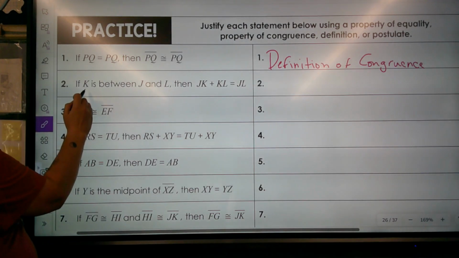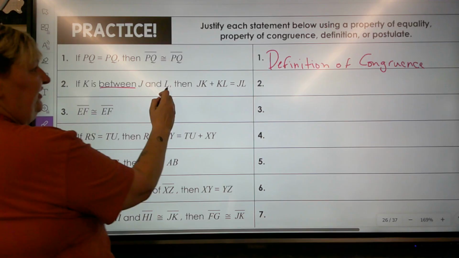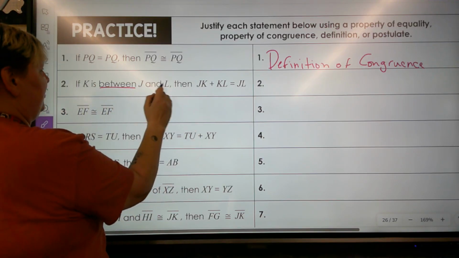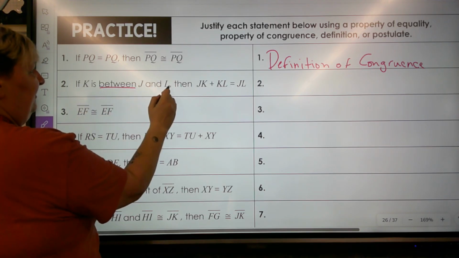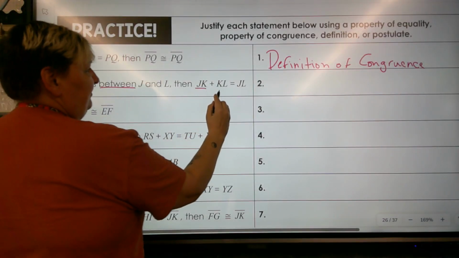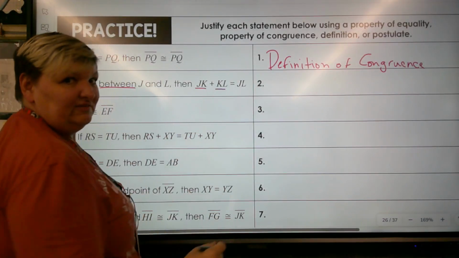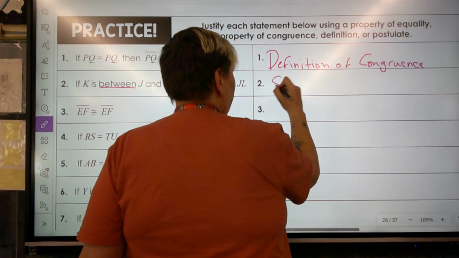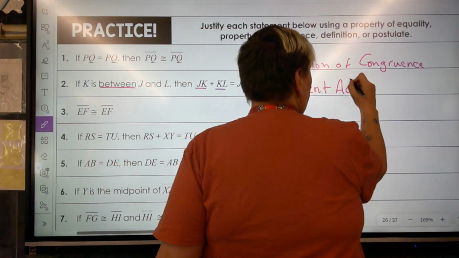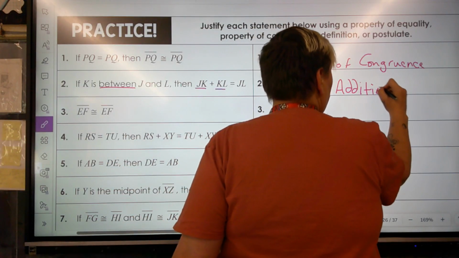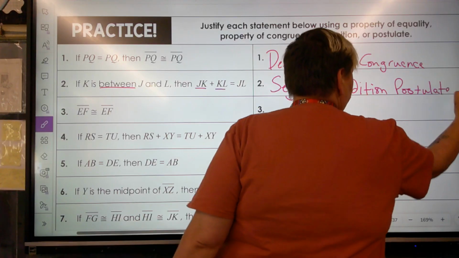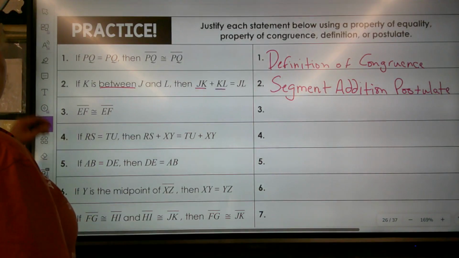If K is between J and L, then JK plus KL is equal to JL. Segment plus segment equals total. That's segment addition postulate. All right?